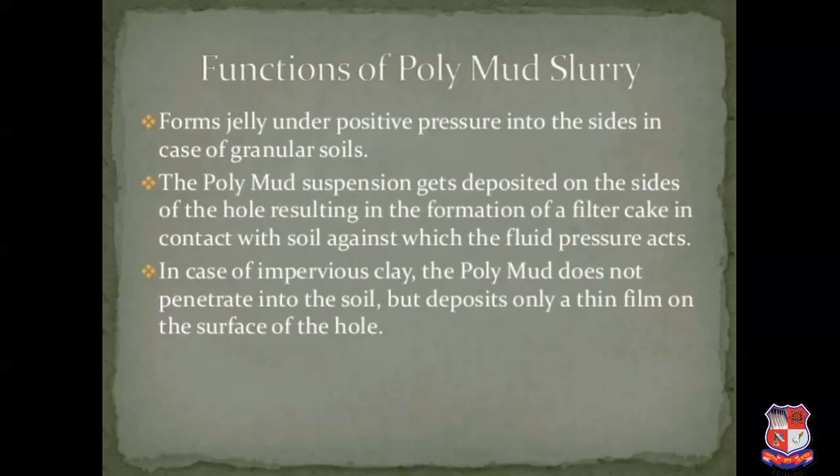Now, the function of polymud slurry. It forms jelly under positive pressure into the sides in the case of granular soil. The polymud slurry suspension gets deposited on the sides of the hole, resulting in the formation of a filter cake in contact with the soil, against which the fluid pressure acts. In the case of impervious clay, the polymer does not penetrate into the soil but deposits only a thin film on the surface of the hole.